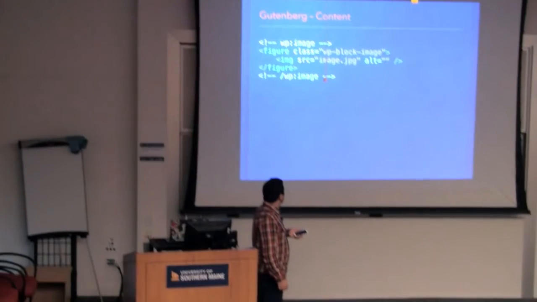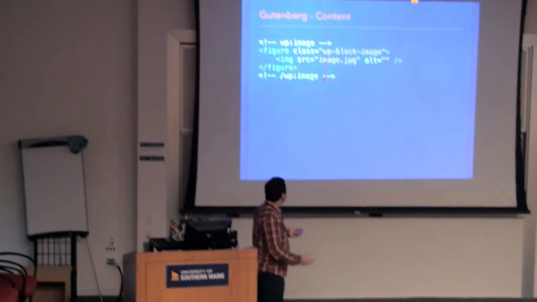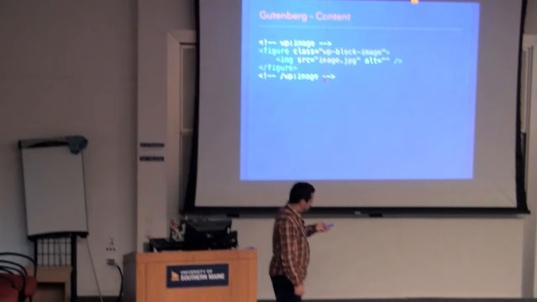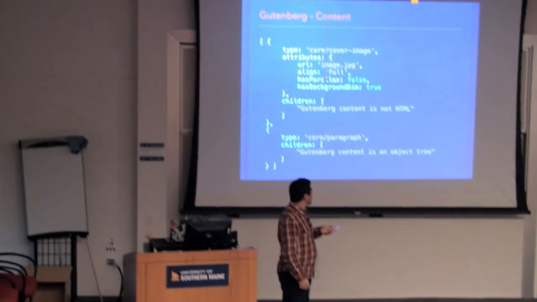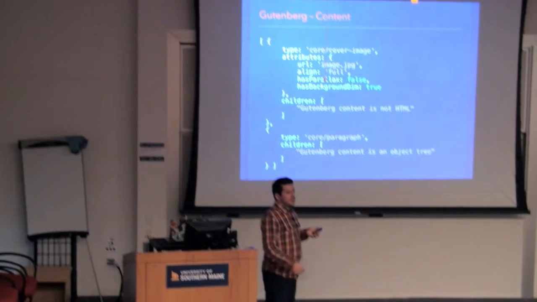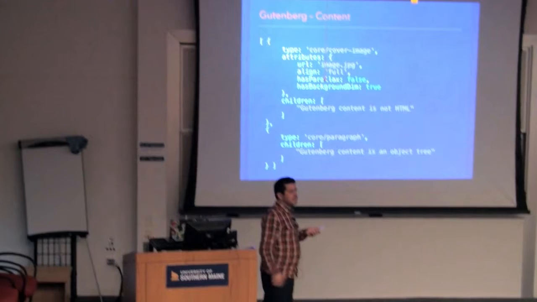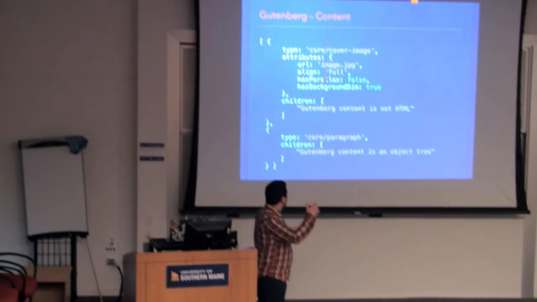And what does the content look like if you see it in the HTML tab? It looks like this, but don't be fooled, because this is just an HTML representation. What it really looks like under the hood is like this, because Gutenberg is all JavaScript, and it's an object tree where all the blocks are different objects with different properties in them.